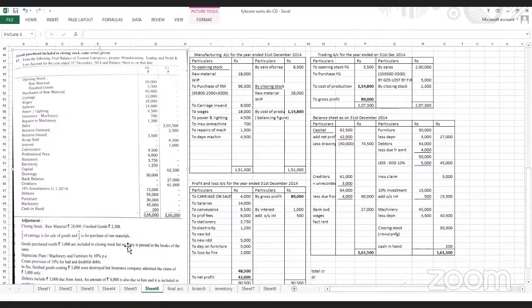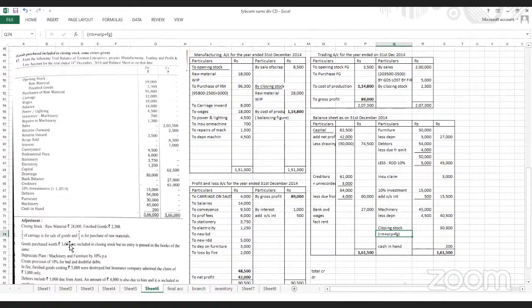Closing stock of raw material and finished goods is given. WIP is not given. So in this one, WIP is not given. But if WIP is given, where do we record it? In manufacturing. Okay. Closing stock has two effects. Raw material and WIP will go to manufacturing. Finished goods will go to trading account credit side. And the second effect will go to asset side as closing stock. We can just add these figures and write it.